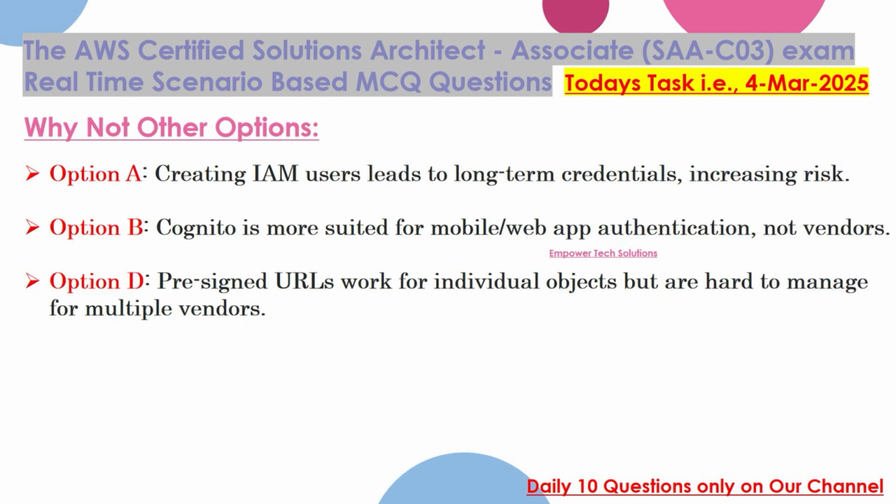Why not other options? Option A. Creating IAM users leads to long-term credentials, increasing risk. Option B. Cognito is more suited for mobile and web app authentication, not vendors. Option D. Pre-signed URLs work for individual objects, but are hard to manage for multiple vendors.